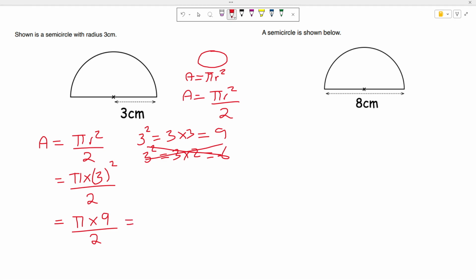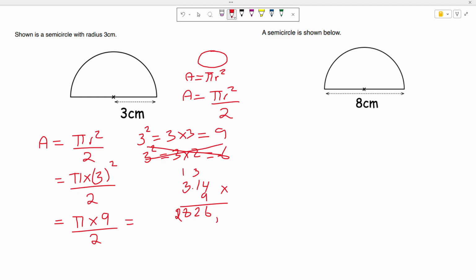Now, in some cases you can just leave it in terms of pi, or in some cases you have to substitute the value of pi and then find the answer. So pi times 9 will give us 3.14 multiplied by 9. 9 times 4 is 36, carry the 3. 9 times 1 plus 3 is 12, carry the 2, 1, and this will give us 28.